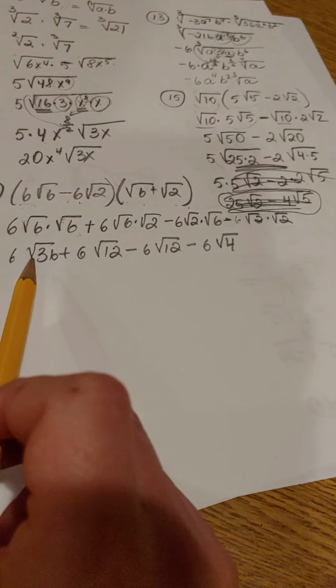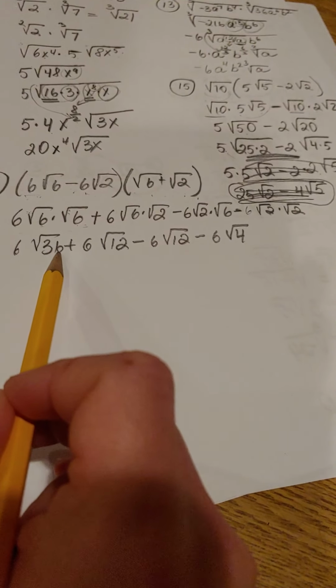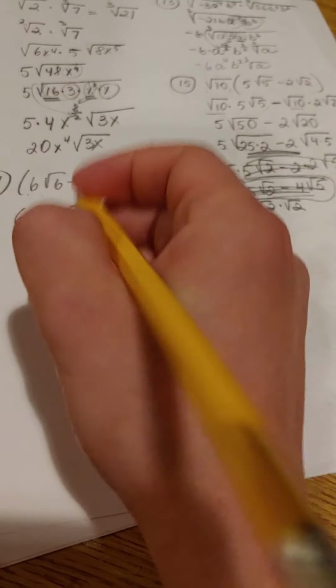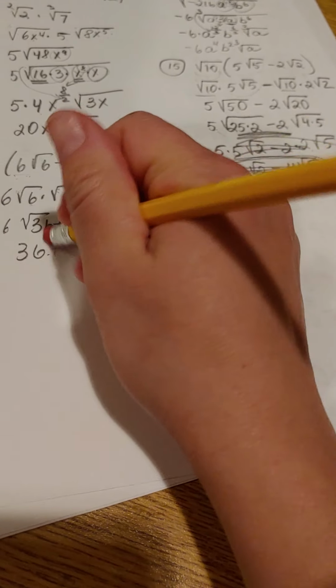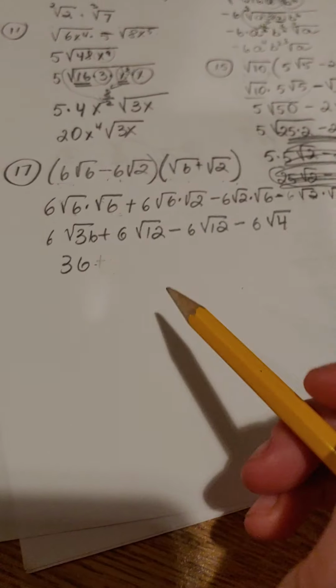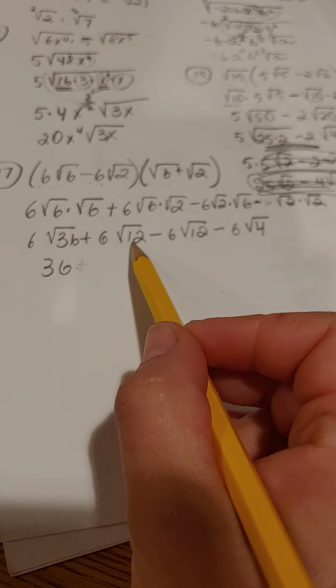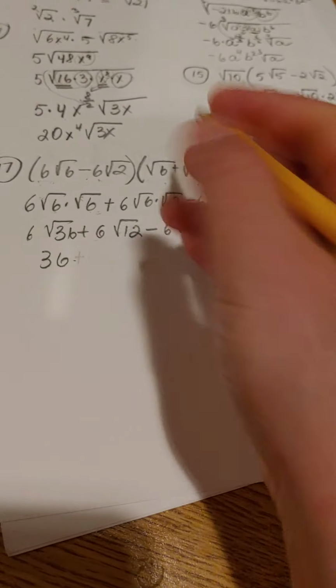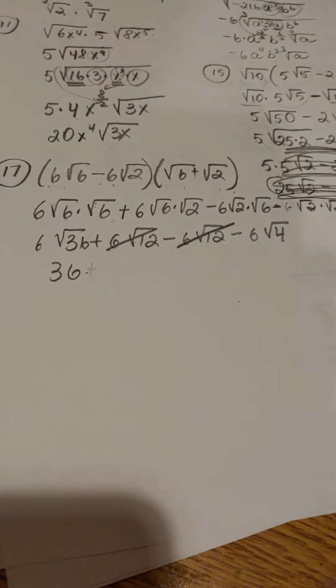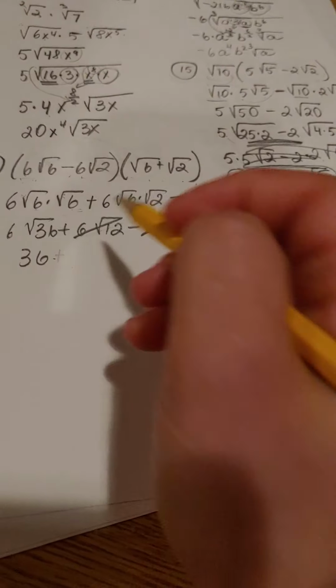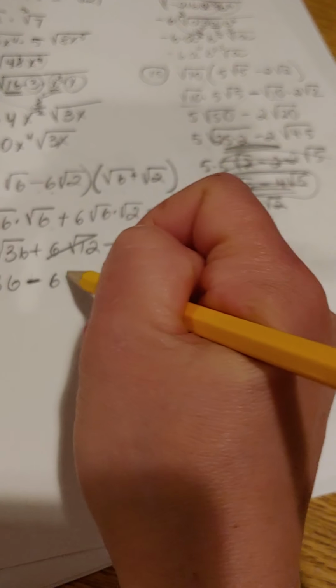Now I'm going to simplify. Square root of 36 is 6. This 6 times this 6 is 36 plus, well, I'll see if it's going to be plus or minus. It's really going to be minus. Well, we see the same things: 6 square root of 12 minus 6 square root of 12. So they destroy each other. They cancel out. Minus 6 square root of 4.